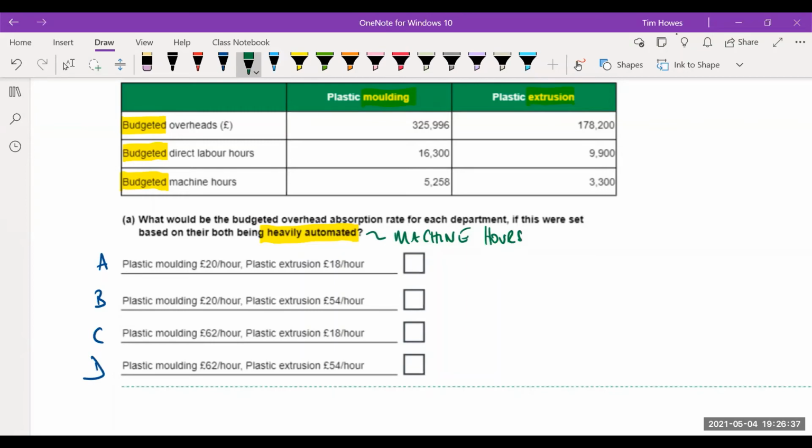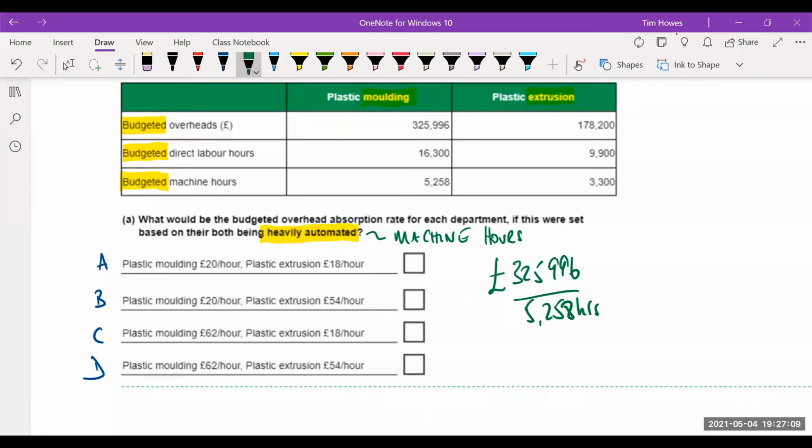Make sure you can see that the things are in a different order. You get a different answer if you accidentally took the machine hours as the overhead and the overhead as the machine hours. That would cause a slightly incorrect calculation, which no doubt you'd spot because it's nowhere near any of these. But we are looking for plastic moulding, 325,996 of overhead. And we're going to be heavily automated, so we'd be using the machine hours.